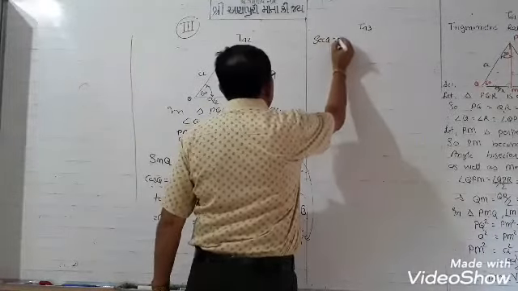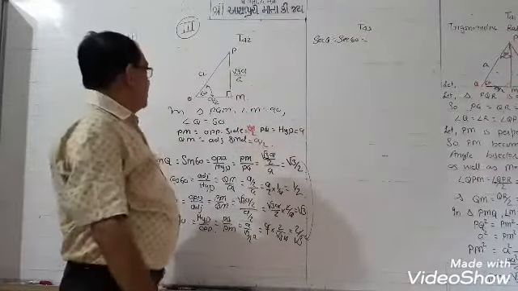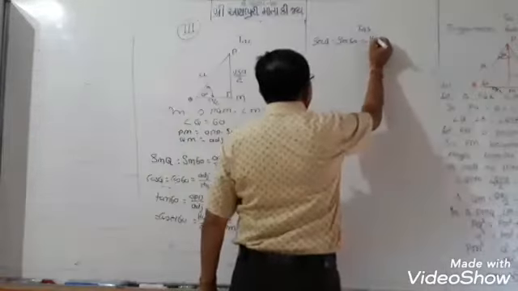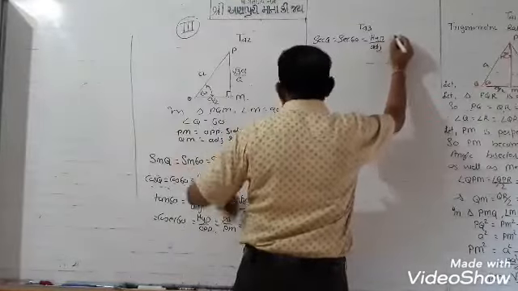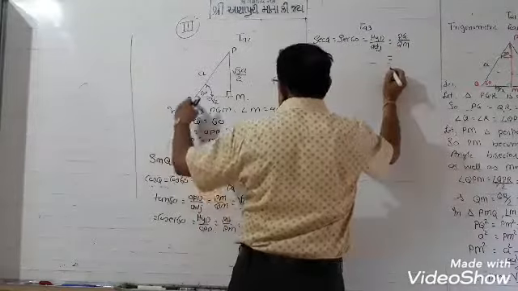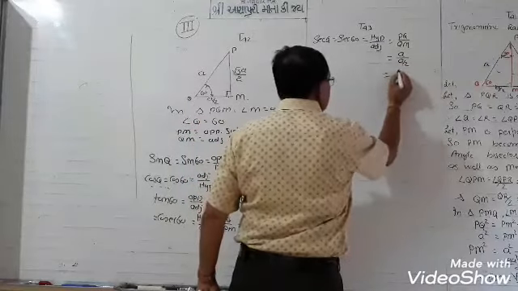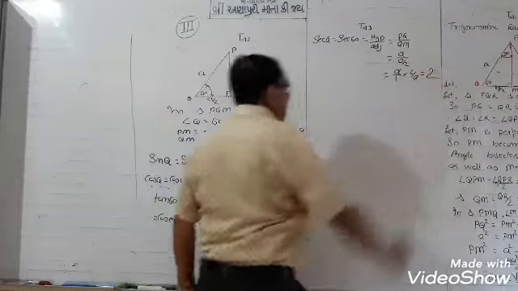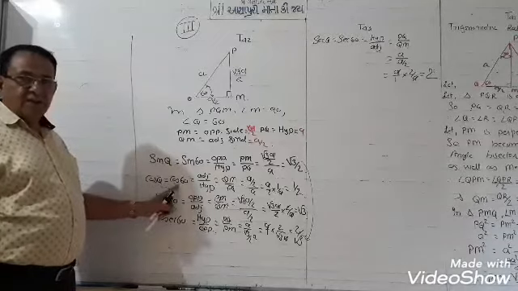Sec of Q is equal to sec of 60. Sec of 60 is equal to what? Sec is hypotenuse PQ upon adjacent side. What is meant by hypotenuse? PQ, and adjacent side QM. So a upon a by 2, a and a cancel, and that is your 2. It is the inverse of cos 60.